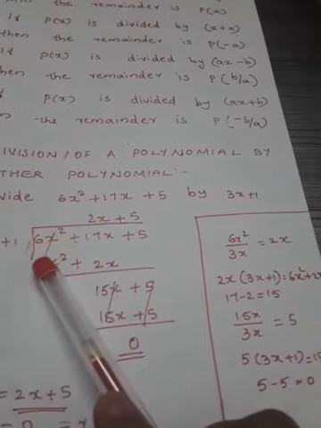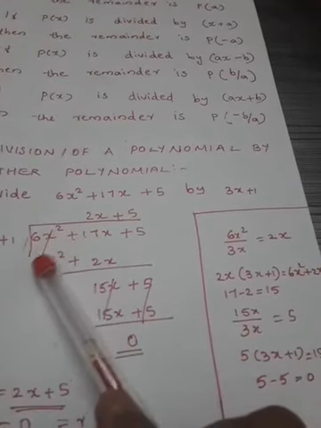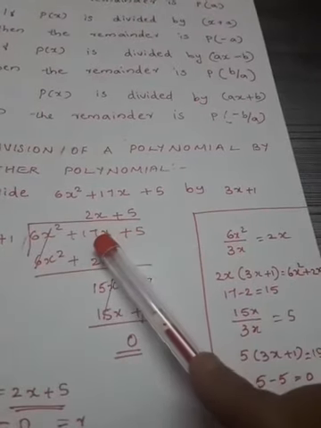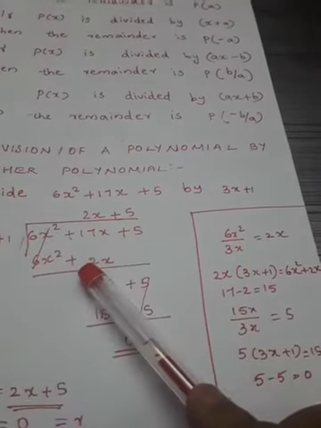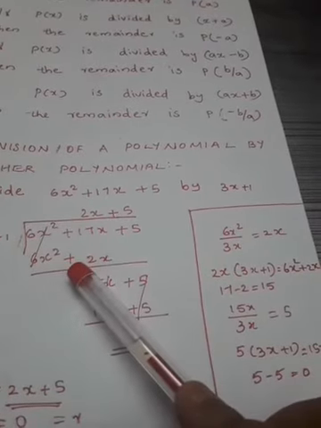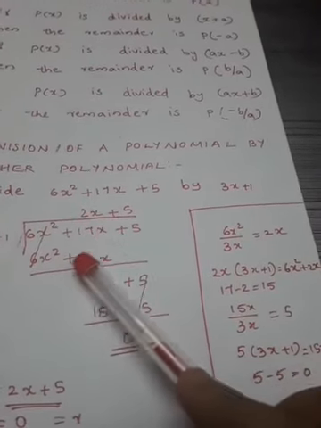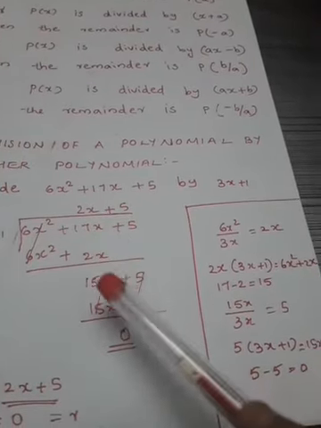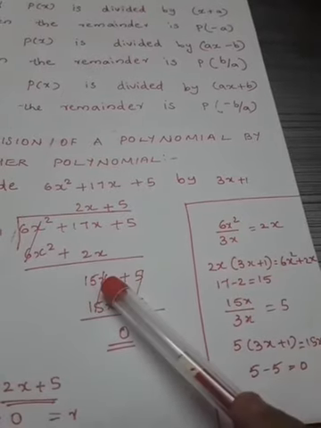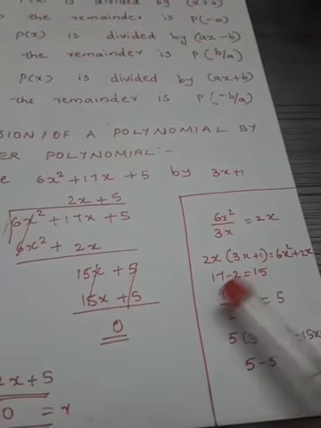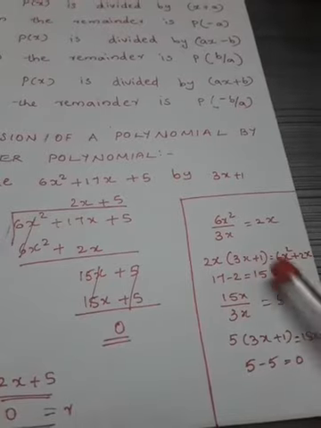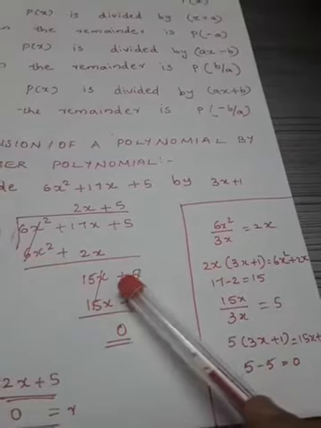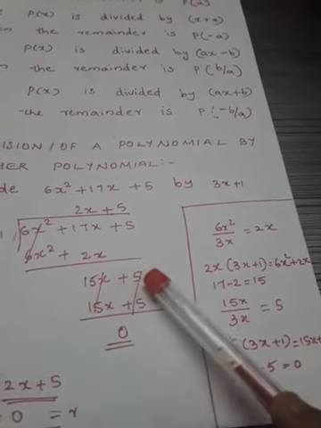So the first terms will be cancelled because they are the same. So 6x square minus 6x square will be 0. Now we want to subtract 17 minus 2. Here 17 is positive, 2 is positive, but we should subtract these two. No need to bother about the variable. What is the variable here? That we should write. So this x we can write here. Then that calculation we should do here. 17 minus 2, that is 15. So 15x. Then we should write the next term here. So plus 5. 15x plus 5.